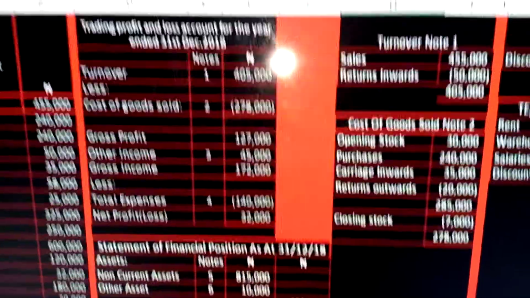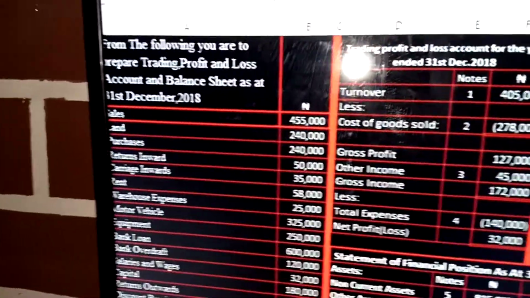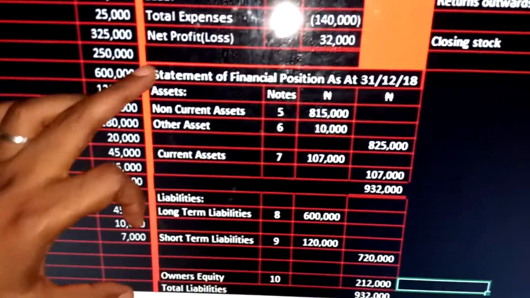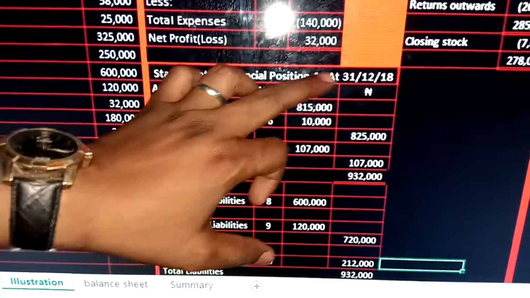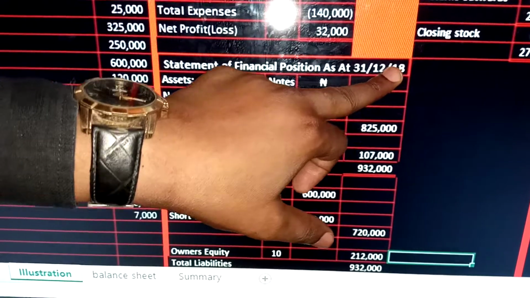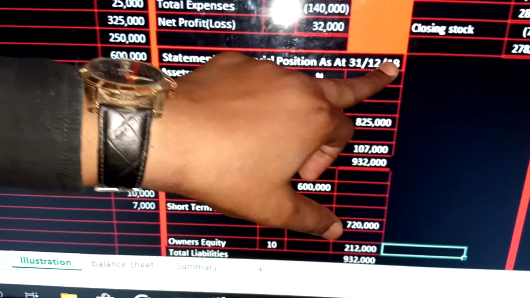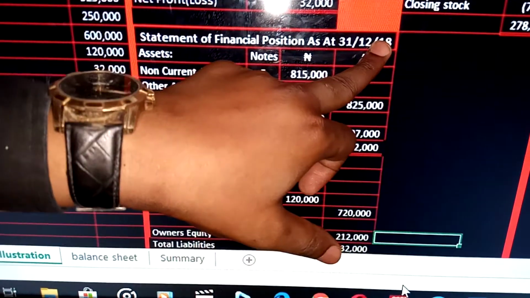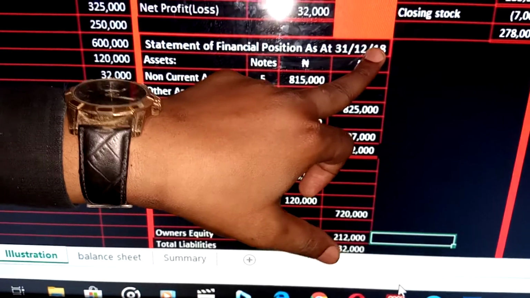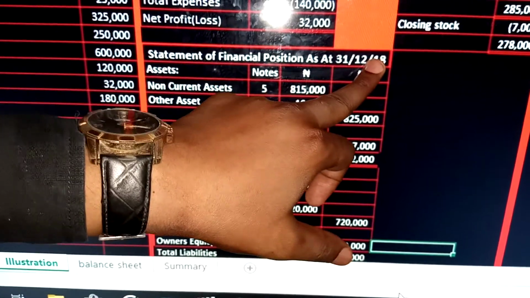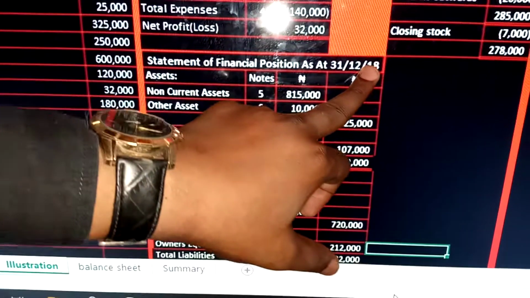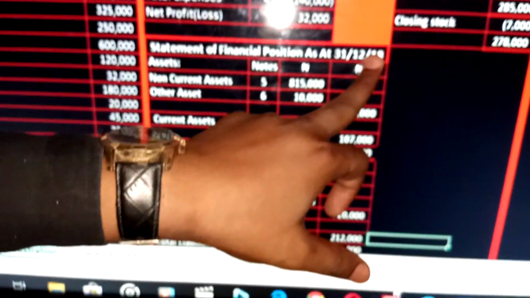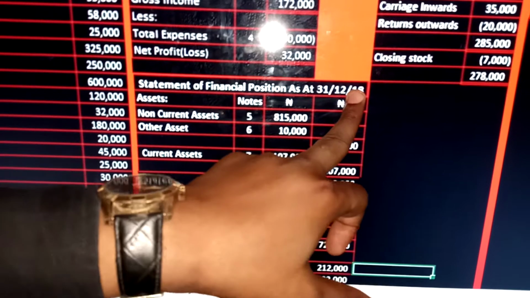Now they say we should also prepare balance sheet. So this is the balance sheet. You see statement of financial position as at 31st December 2018. I told you when you hear statement of financial position, you're also referring to your balance sheet. And what your balance sheet is, a statement that shows your total assets and your total liabilities. What are total assets? Business properties, business resources that the business has. And what are liabilities? That's what the business is owing to others or the owner of the business.